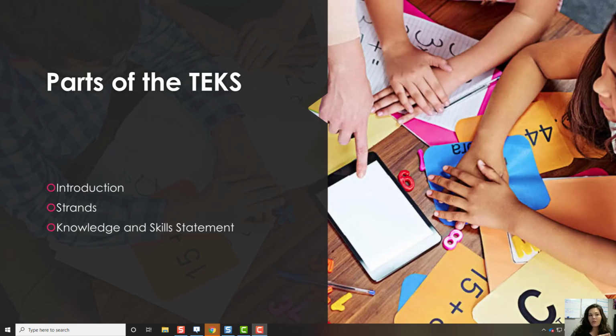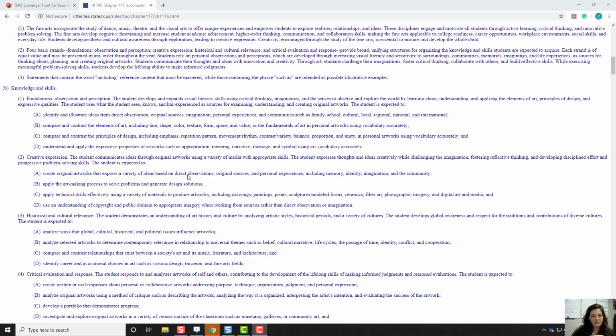Okay, so as you do your scavenger hunt, you're going to want to know the 3 parts of the TEKS. One of those is the introduction. That's the huge statement at the beginning. Then there are the strands, and the strands stay the same from K through 12. And then there are the knowledge and skills statements. So let's take a look at a couple of examples from across content areas and identify those 3 components before we dig into the scavenger hunt.